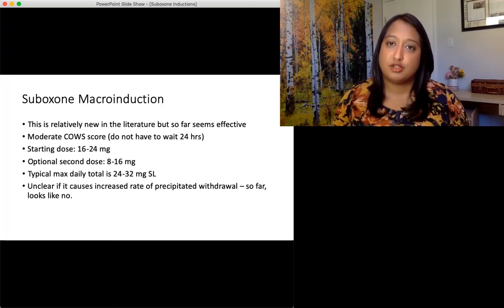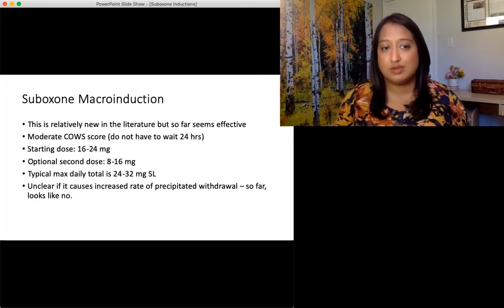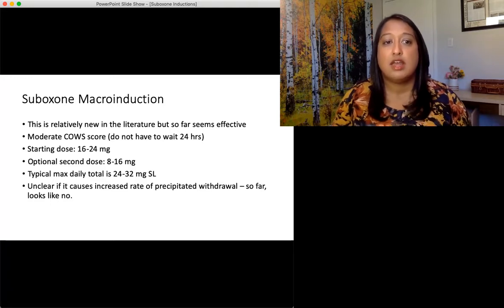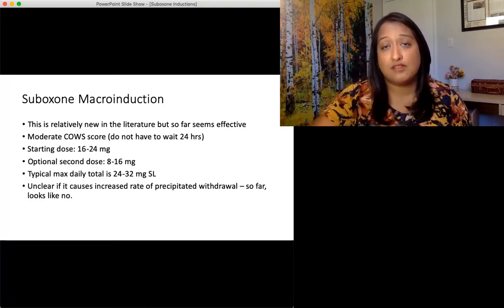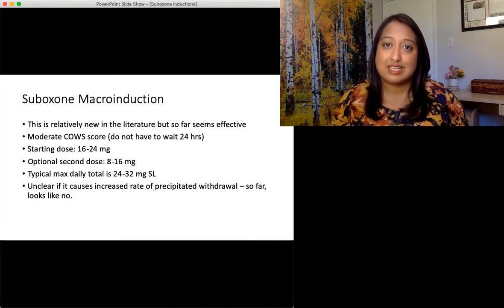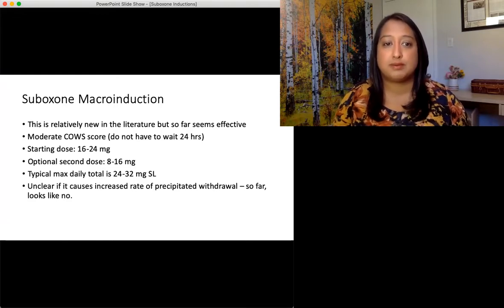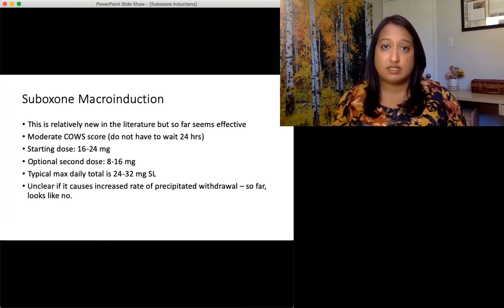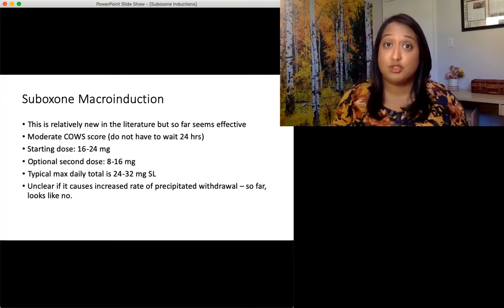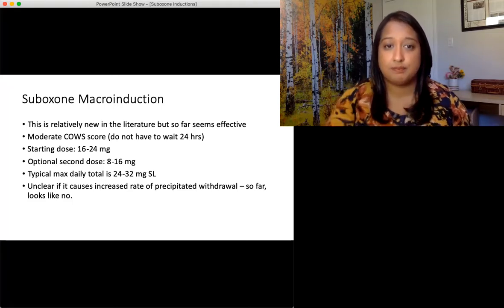So the first dose is 16 to 24 milligrams. You can go as low as 8, but then you run the risk of not having enough Suboxone in there, and they're going to precipitate. Then you have an optional second dose that can be an hour afterwards or later that day, and that's another 8 to 16 milligrams that you can add. The typical max daily total is 24 to 32 milligrams. It's unclear if this causes an increased rate of precipitated withdrawal. So far, the literature says no, but we don't have a huge volume of cases to study. There's always that risk, but it does seem to be working pretty well. I myself have done this on quite a few patients with success each time.